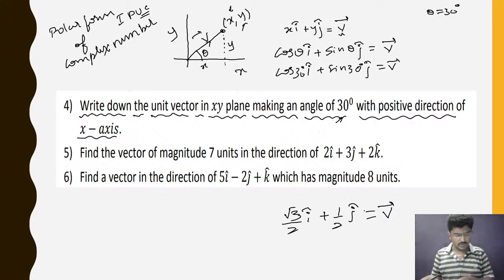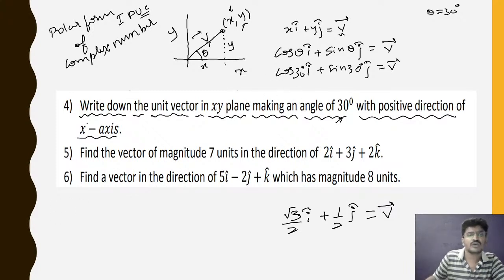So everyone go through this. I think you can understand this. If you have any doubts, you can ask. Clear? So that is root 3 by 2 i cap plus 1 by 2 j cap, equal to your required vector v. Clear? If you have any doubts, you can ask, no problem.